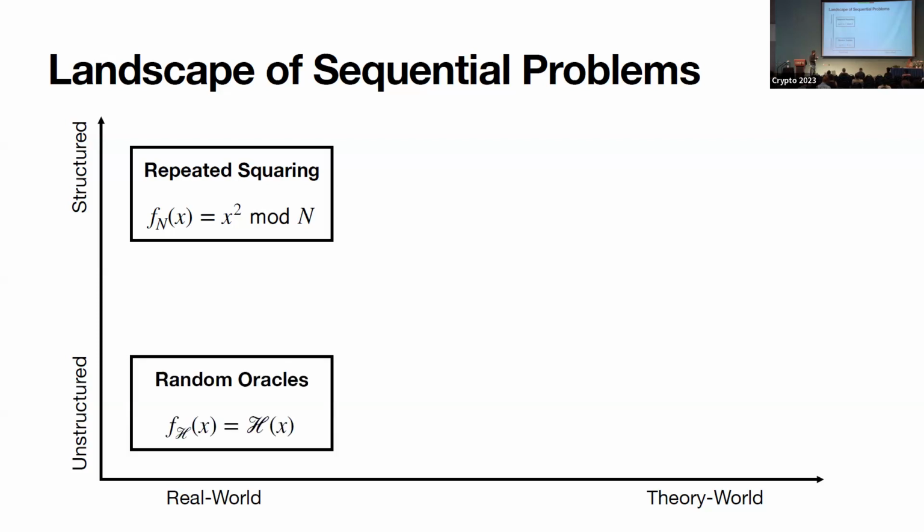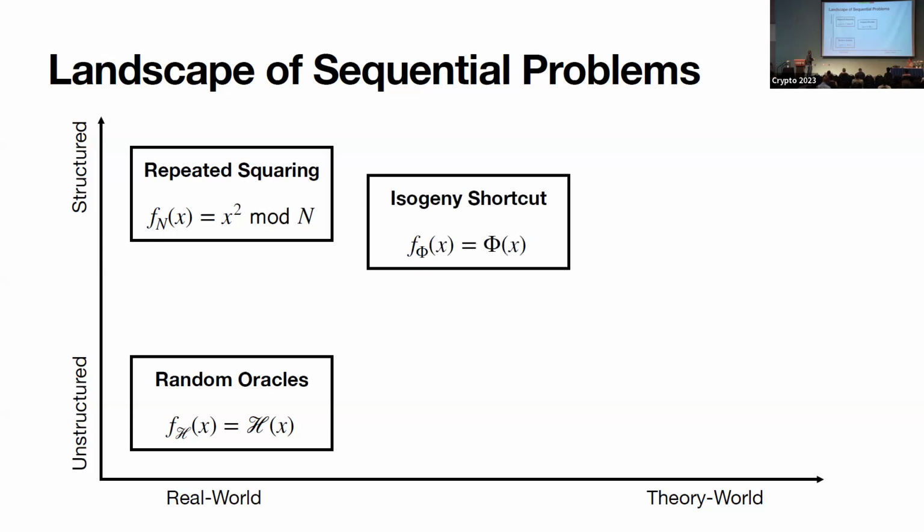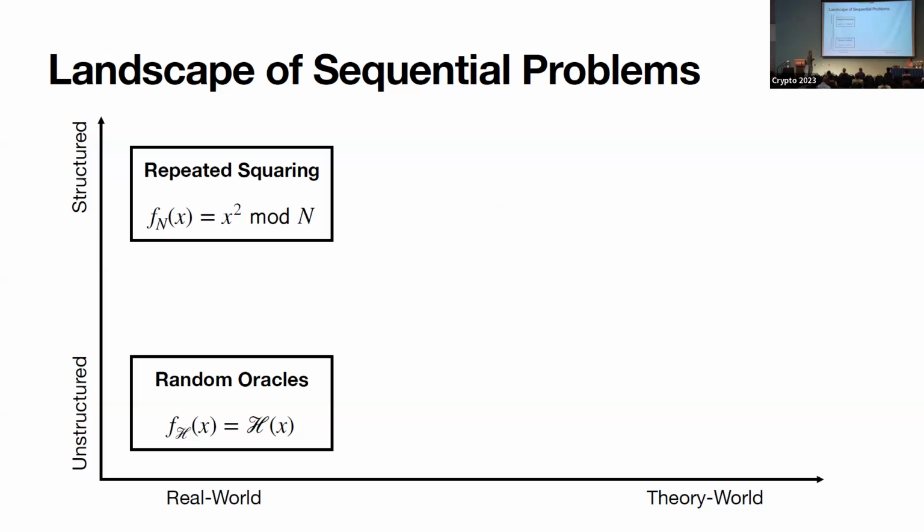Now, random oracles are great. They are super efficient. It's just a hash function. And the great thing about random oracles is that we can actually prove that they are sequential in the random oracle model, of course, but we can prove that they are sequential.